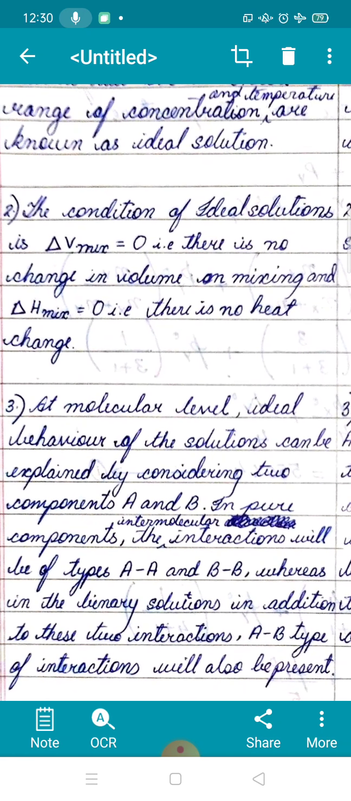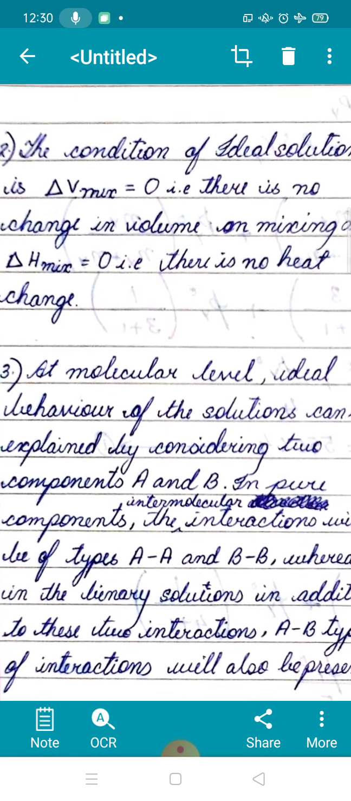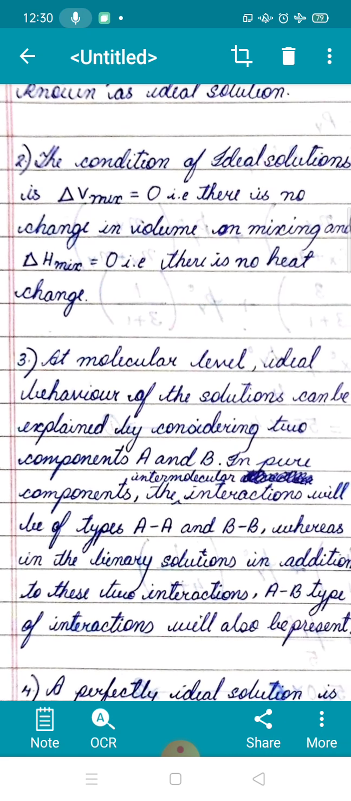Now, when does a solution become hot? A solution becomes hot if the process is exothermic. That means heat is evolved once the two components are mixed. And when does a solution become cold? When it is an endothermic process. So, in an ideal solution, delta H mix should be equal to 0. That means there should not be any heat gain, there should not be any heat loss.